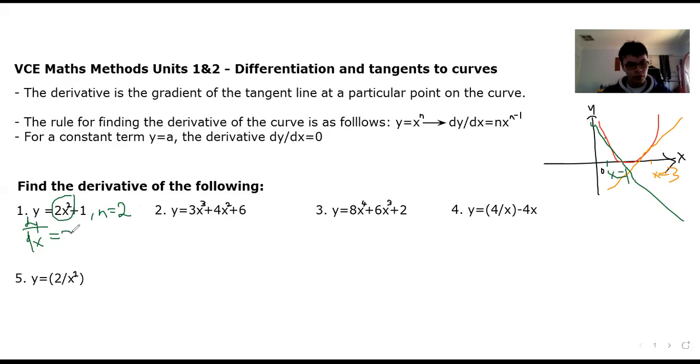Now let's find the derivative. So we have 2 times, so we have n on this side now. So we have 2x, and then 2 minus 1 is the power, since dy/dx equals n times x to the power of n minus 1. And then finding our answer, we just have 4x. So this one is fairly simple. So hopefully that should make sense.